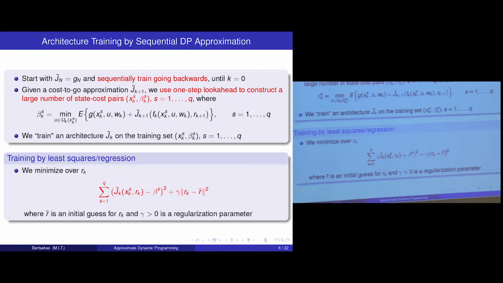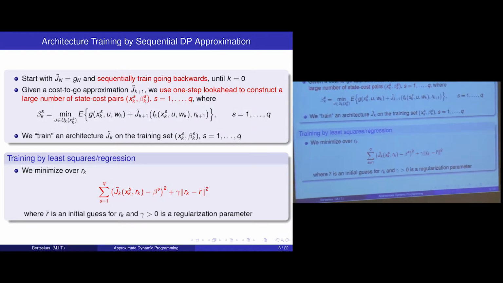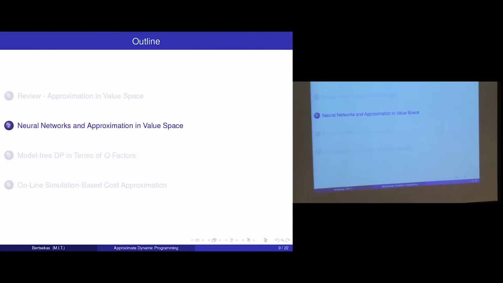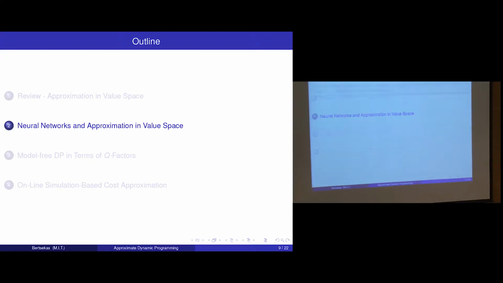Okay, start with that at the end, go back one step, calculate the parameter vector r_{n-1} using this form of regression. Then we go to r_{n-2}, generate a training set, do regression, and go back all the way to k equals 0. And once we're done, we have this sequence of approximate cost functions that we use to generate controls online.